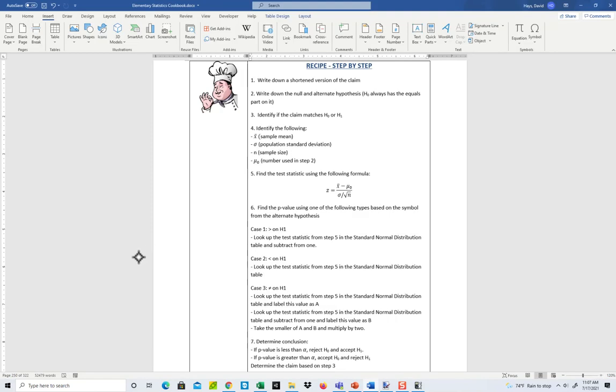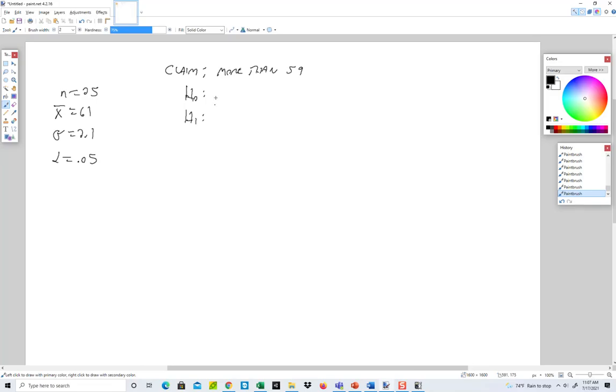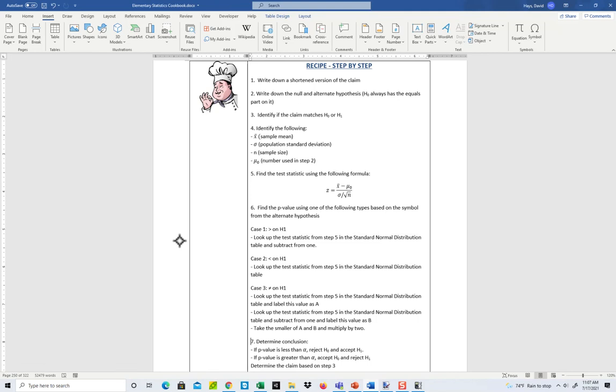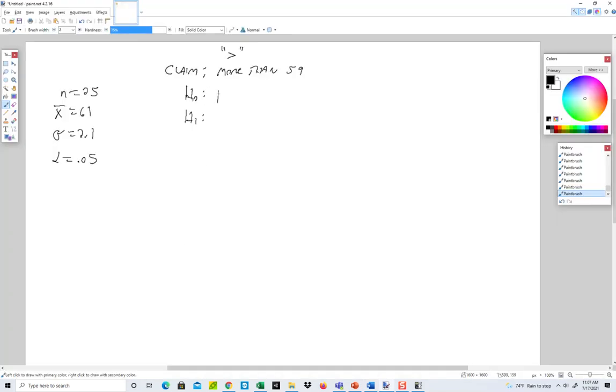Step 1, write down a shortened version of the claim. We did that. More than, of course, is greater than. You really need to identify your symbol. Step 2, write down a null and alternate hypothesis. We're talking about the mean, so these are both mu. And the only place you can put a greater than is on H1, and H0 always has an equals. So again, the only symbols you can put on H1 are less than, greater than, and not equal to.